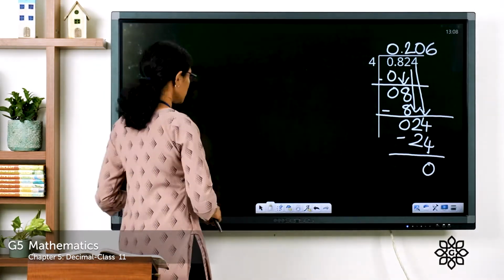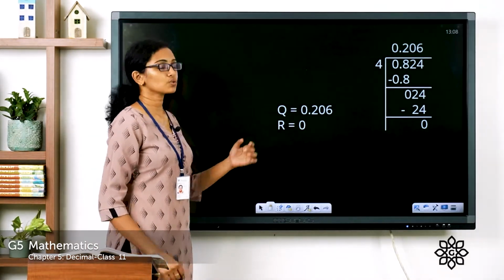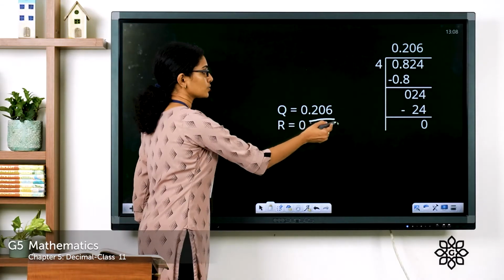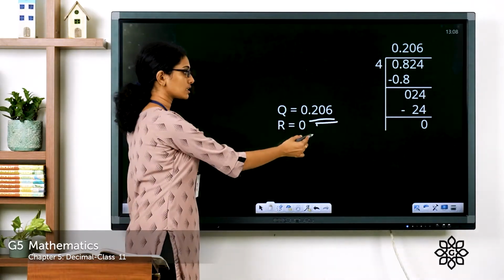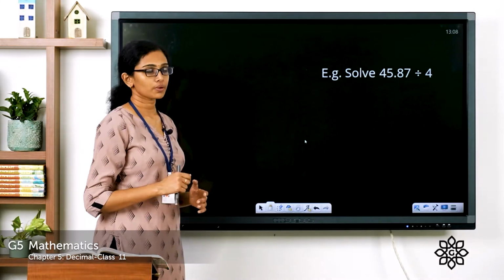So what is the quotient? 0.824 divided by 4 gives you the quotient 0.206 and the remainder is equal to 0. Now, let's see one more question.